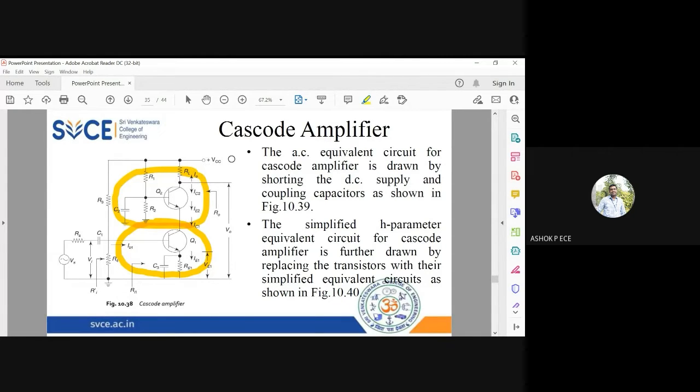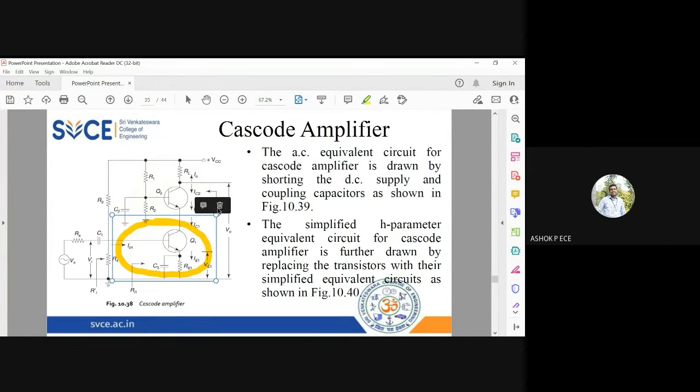Common biasing, VCC, common biasing resistors are all as usual. Whatever we design, we have to include everything. So the upper portion is a common base because the base is grounded. And the lower portion is common emitter because the emitter has a bypass capacitance CE parallel to RE.